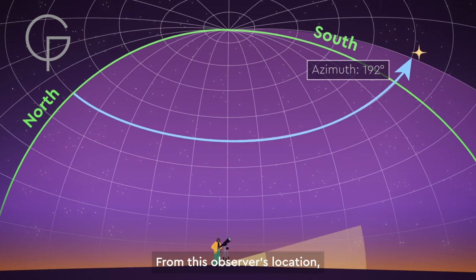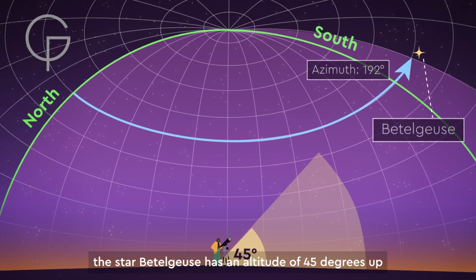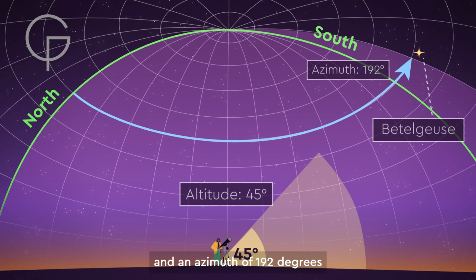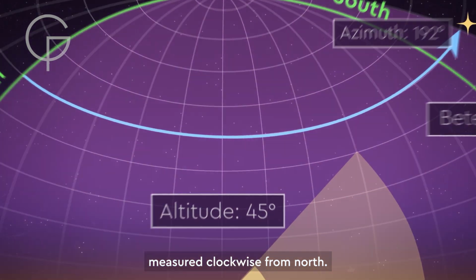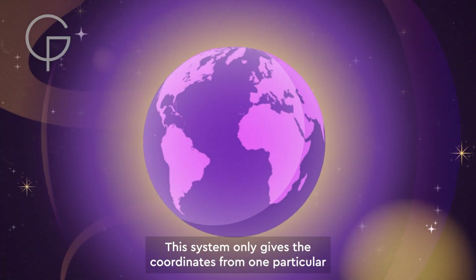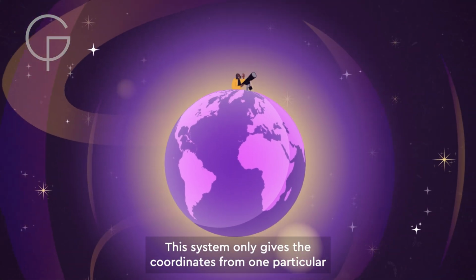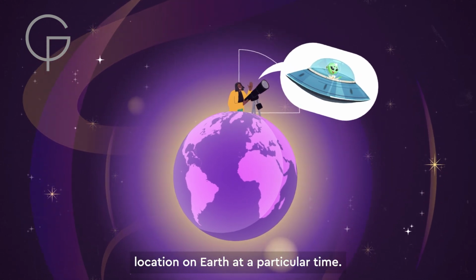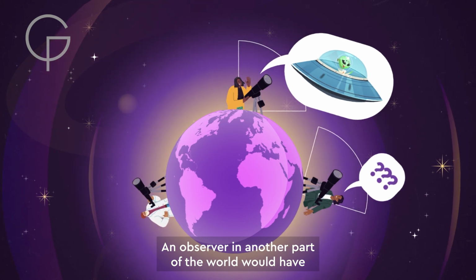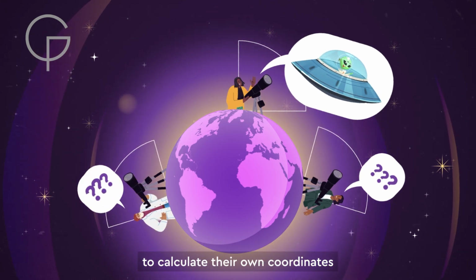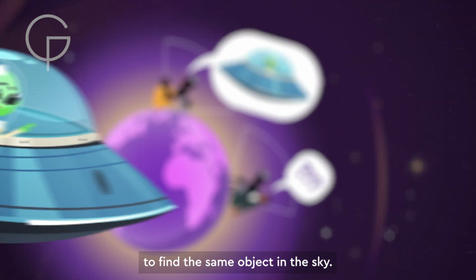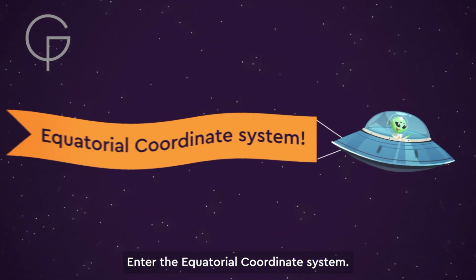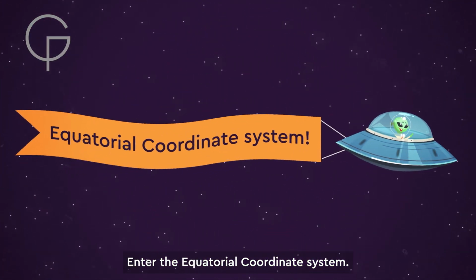From this observer's location, the star Betelgeuse has an altitude of 45 degrees up and an azimuth of 192 degrees measured clockwise from north. This system only gives the coordinates from one particular location on Earth at a particular time. An observer in another part of the world would have to calculate their own coordinates to find the same object in the sky. Enter the equatorial coordinate system.